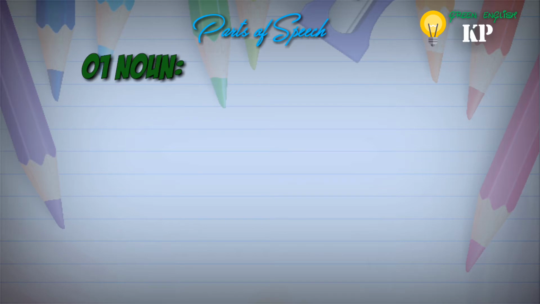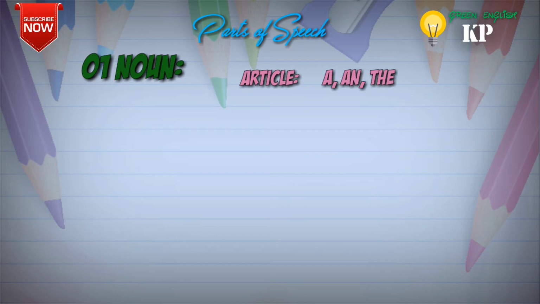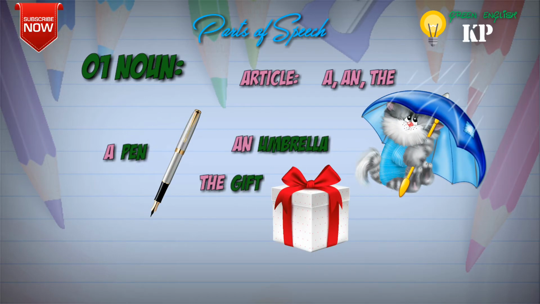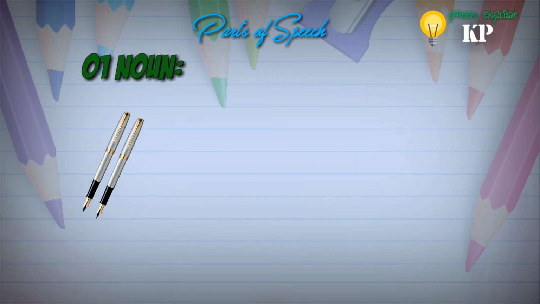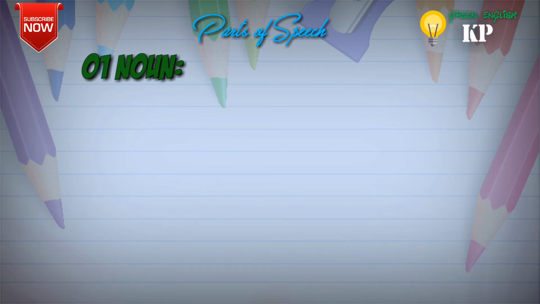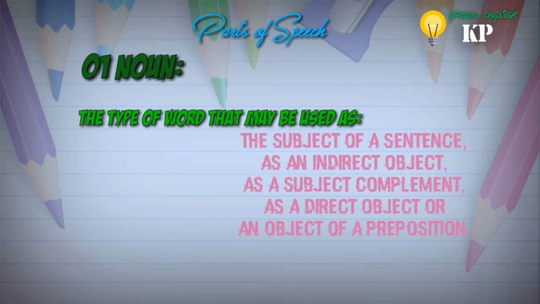The first one is noun. Nouns are the type of words that are often marked with an article: a pen, an umbrella, the gift. The type of word that can be pluralized, which means it may have a singular and a plural form and can have a possessive form as well: one pen, two pens, Carl's bike, Nida's slipper. The type of word that may be used as the subject of a sentence, as an indirect object, as a subject complement, as a direct object, or as an object to a preposition.